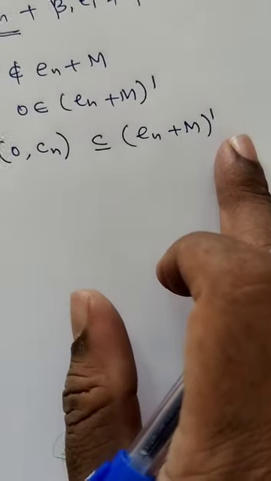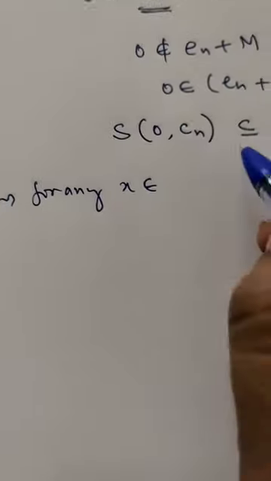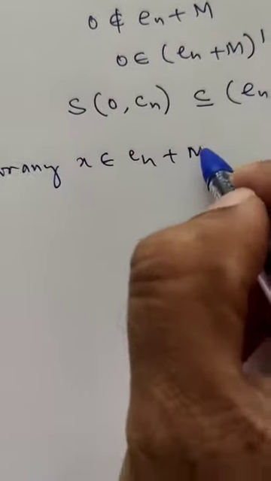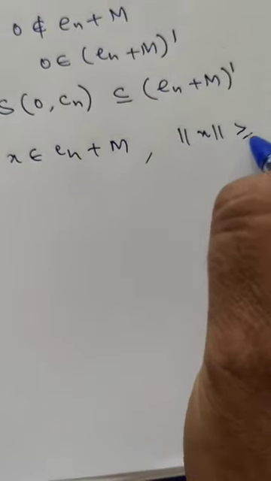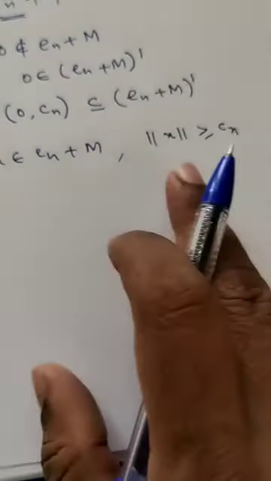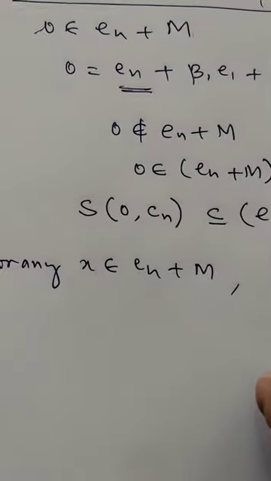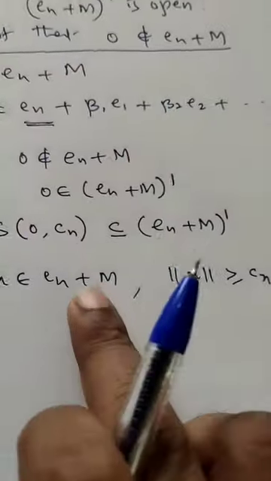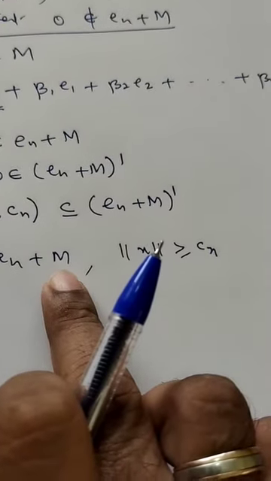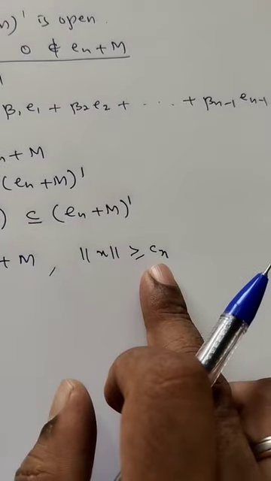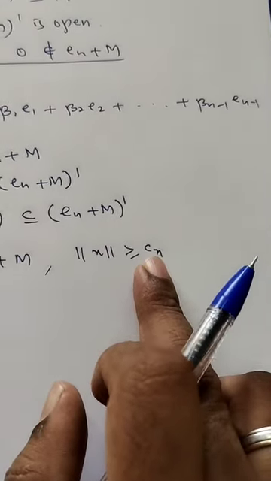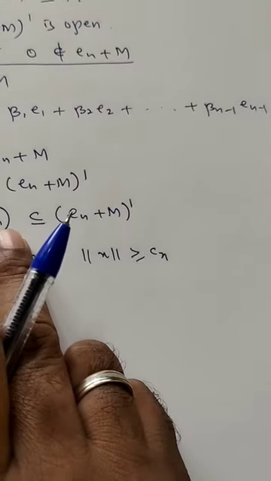Thus, for any x belonging to En plus M, what will happen? Norm of x is definitely greater than or equal to 0. Norm of x is greater than or equal to Cn, because if x belongs to En plus M, norm of x is greater than or equal to Cn, right? Because this open ball lies in the complement, if x lies here, what will happen?